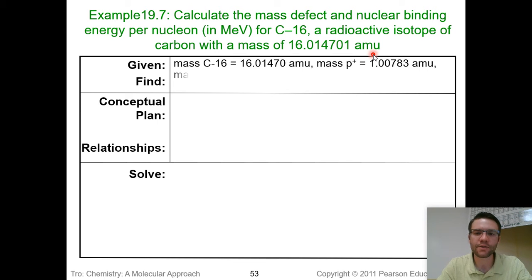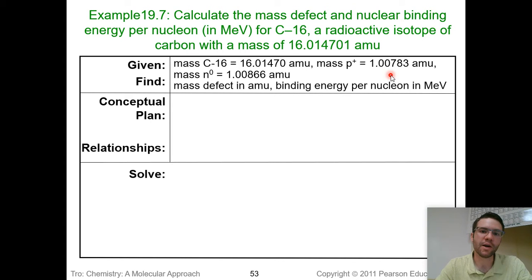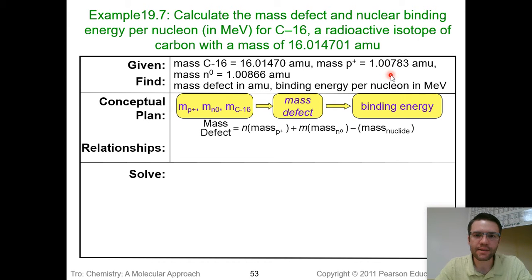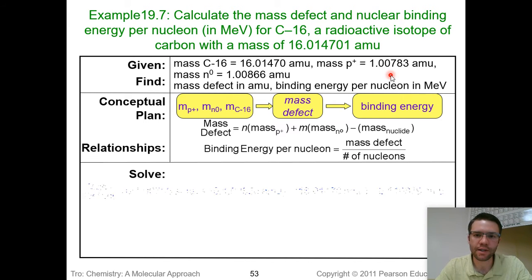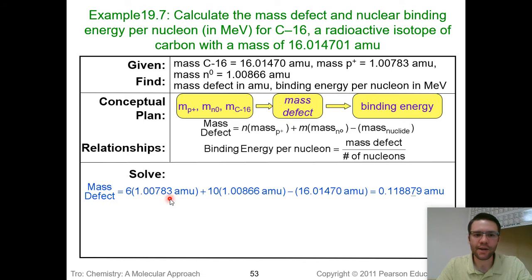So we know the mass. We also know the mass of a proton and neutron. This is given to you in your homework sheet, so just look that up. So what do we want to know? We want to know the mass defect and the binding energy. And the process is pretty simple here. Don't worry about those equations here. I'll just show it to you. This is how you solve it.